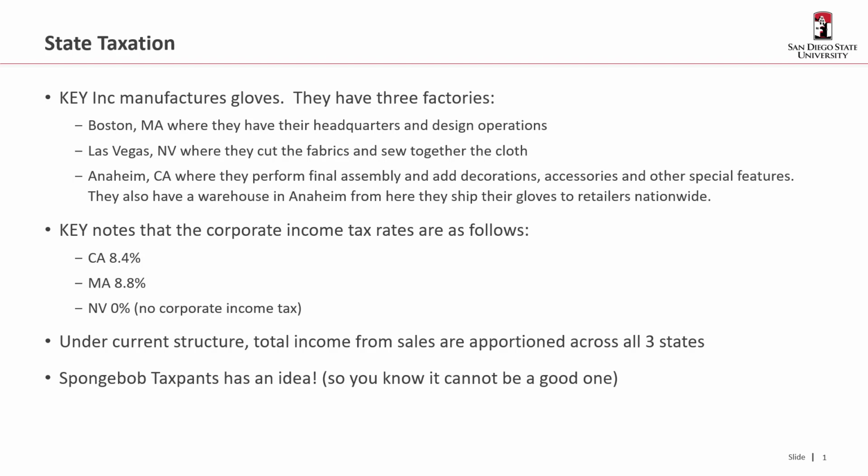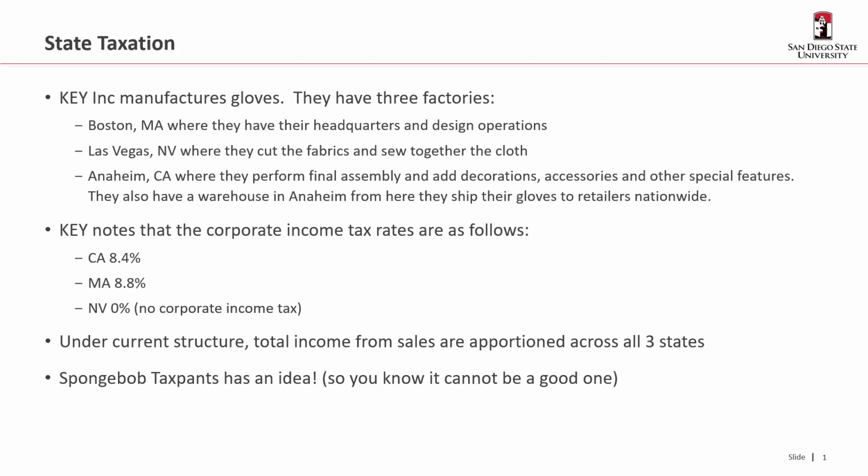Okay, we're going to deal with the unitary concept, and this is a bit tough to understand, especially because you're just trying to get your hands around state income taxation through allocation and apportionment. What this does is throw in a little bit of a twist. So here's how we're going to explain the twist.